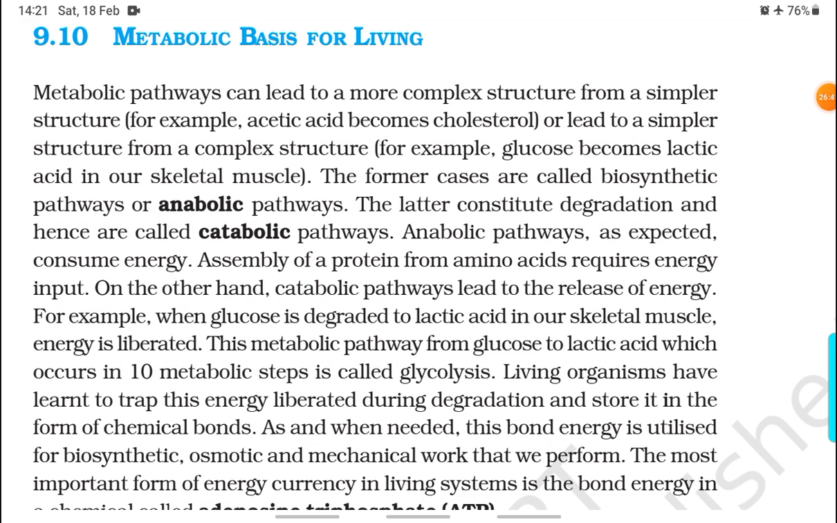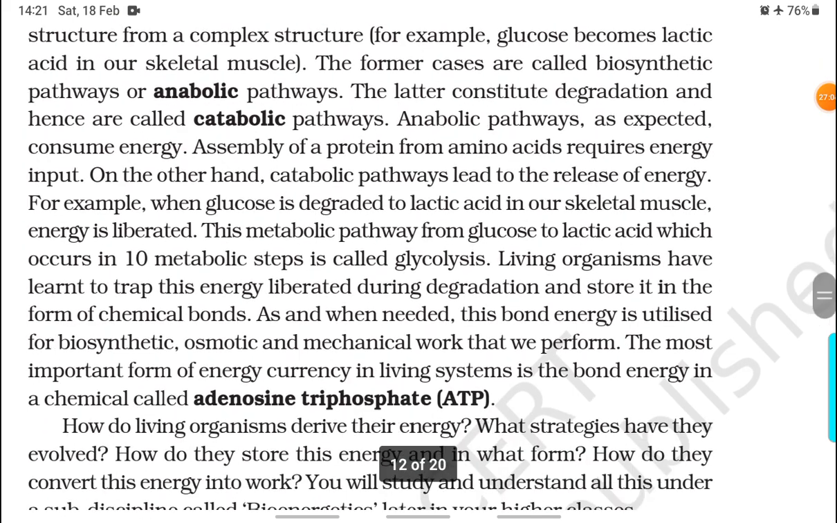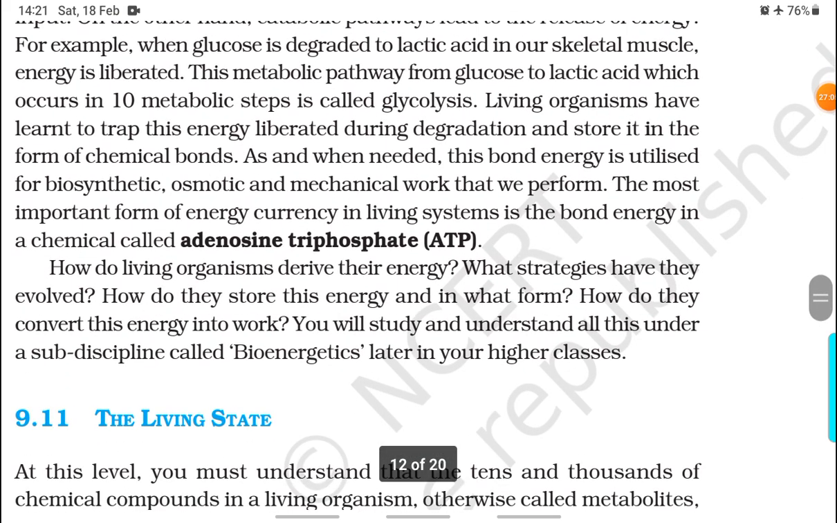Anabolic pathways, as expected, consume energy. Assembly of a protein from amino acids requires energy input. On the other hand, catabolic pathways lead to the release of energy. For example, when glucose is degraded to lactic acid in our skeletal muscle, energy is liberated. The metabolic pathway from glucose to lactic acid, which occurs in 10 metabolic steps, is called glycolysis.